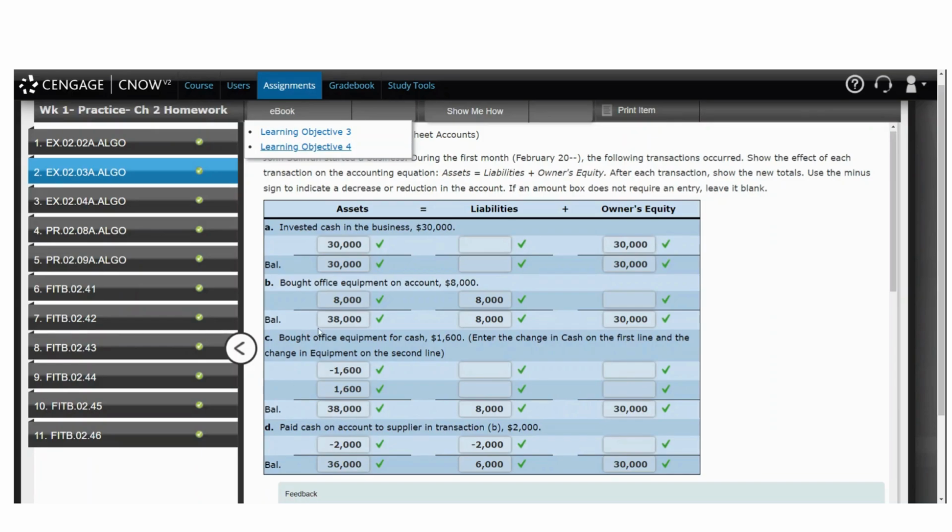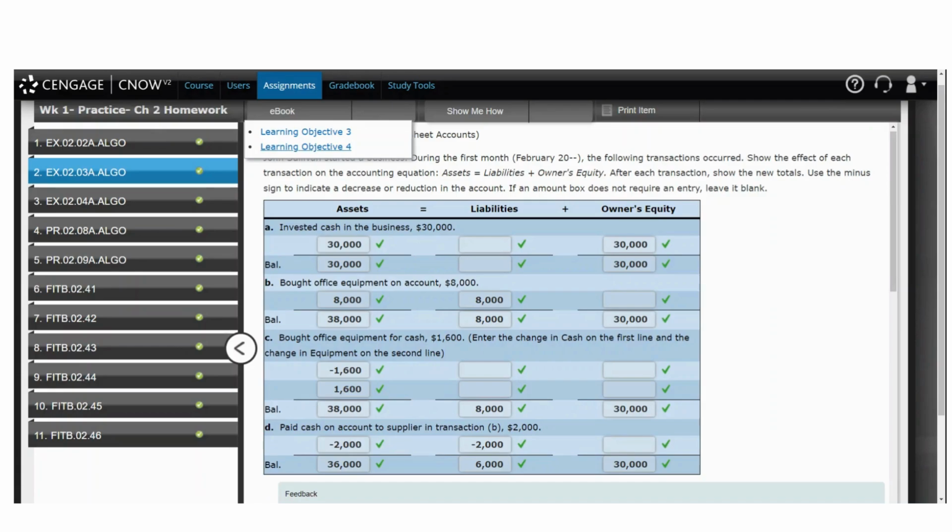Again, I have to go back up to B. $38,000 minus $1,600 plus $1,600 gives me $38,000 for the balance on C. Nothing happened to liabilities, so I'm just going to bring that balance down of $8,000. And nothing happened to owner's equity, so I'm also going to bring that down in the amount of $30,000 on my balance.